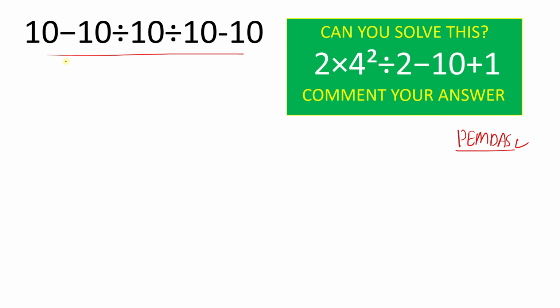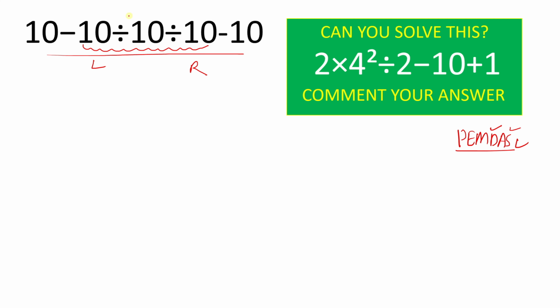And here, as we can see, four operations are there: subtraction, division, division, and subtraction. Out of these operations, division has higher priority than subtraction. Also, there are two division operations, and both have the same priority. So we will do left to right here. So we will solve this part left to right.